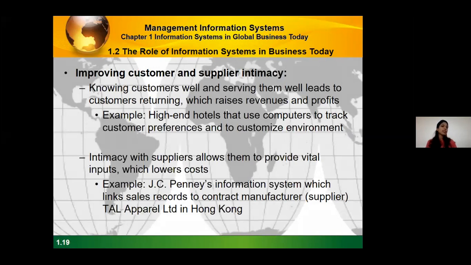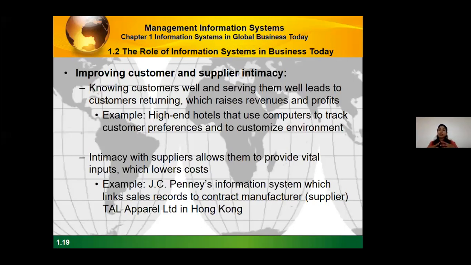Then the other one is improving customer and supplier intimacy. So what do we identify as intimacy? Intimacy means the relationship, right? These information systems help us to improve the relationship that exists between customers and suppliers. So this says knowing customers well and serving them well leads to customers returning, which raises revenue and profits, right?